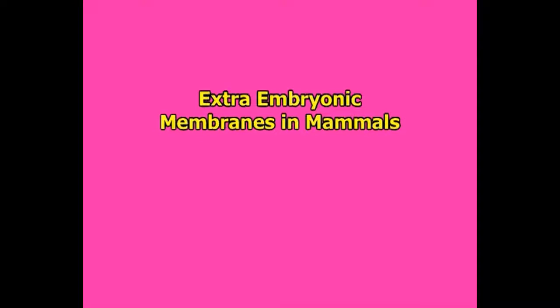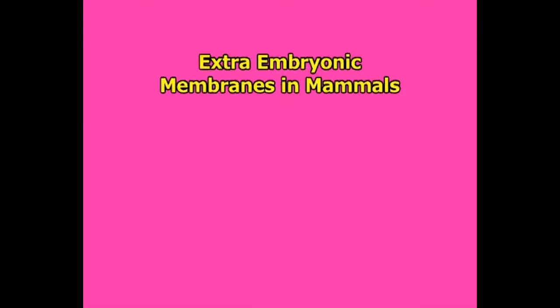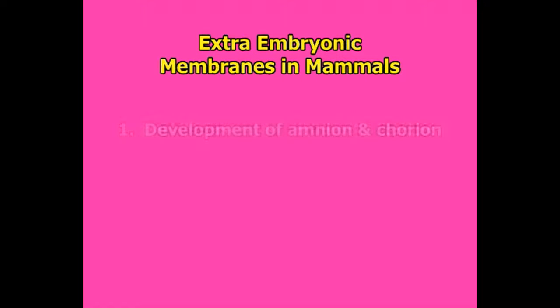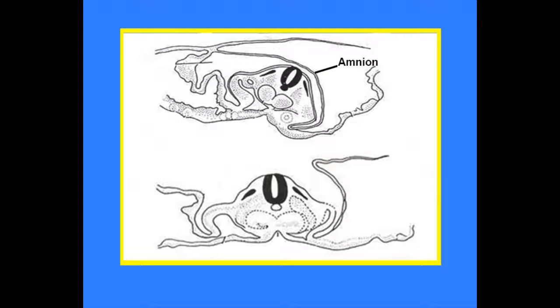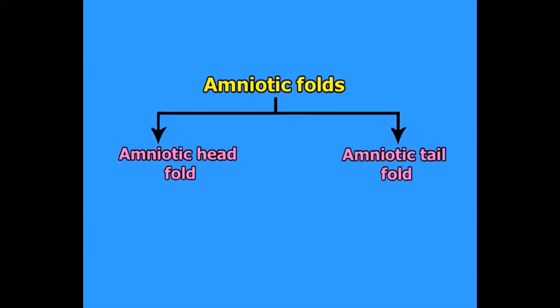Different extraembryonic membranes of mammals develop in the following manner. Development of amnion and chorion. Amnion and chorion develop simultaneously as upward projecting folds of somatopleure called amniotic folds. 2 types of amniotic folds develop. They are named according to their location. They are the amniotic head fold and the amniotic tail fold.